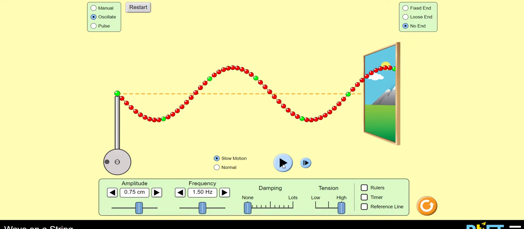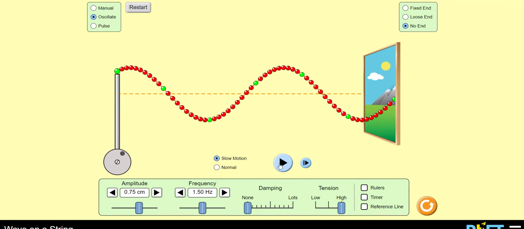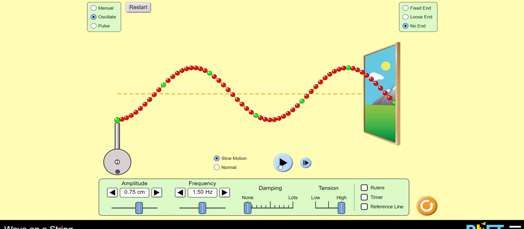Focus your attention for the moment on the green particle on top of the rod. As it moves up and down, we say that it undergoes a displacement from its equilibrium position, which is the position it would be at if the string were undisturbed and there were no wave. Right now, the green particle is at its equilibrium position, and so its displacement is 0. When above the equilibrium position, its displacement is positive. When below, it is negative.